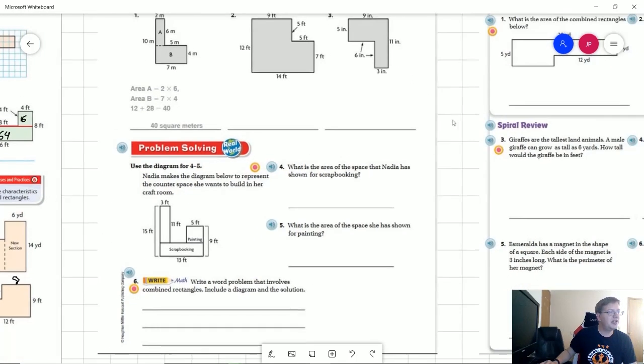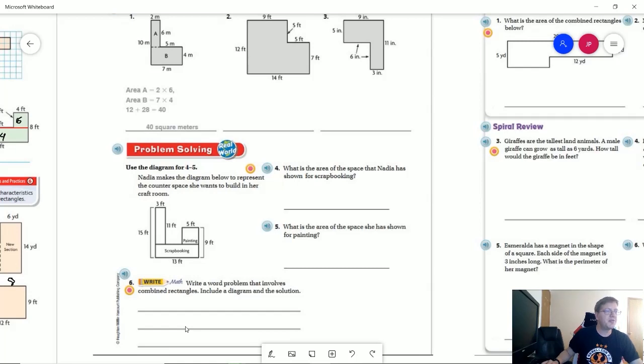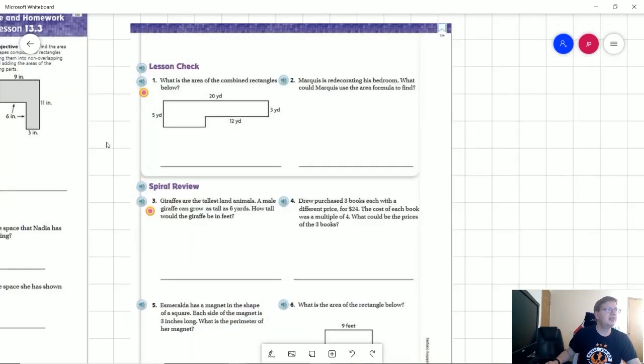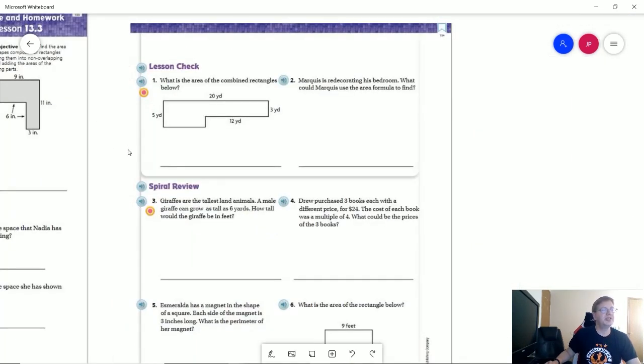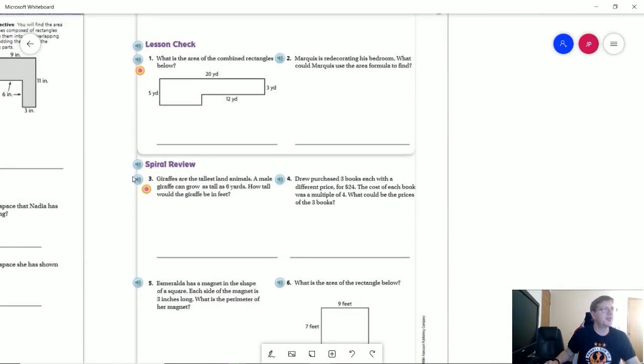And let's see, for number 6, write a word problem that involves combined rectangles. My students, I normally say do 2, 4, 6. I'm going to suggest instead to do 2, 4, and 5. Again, any of those writing problems, you could literally just borrow any other problem, change the numbers slightly, and write it down. So I don't find that those are particularly useful for my students, and they take more time and hassle than the benefit we would get out of that.